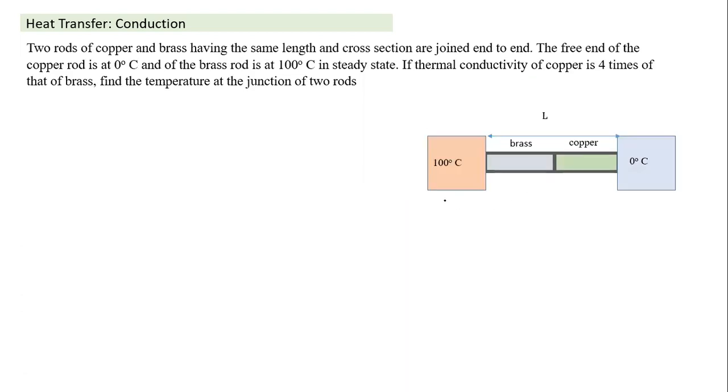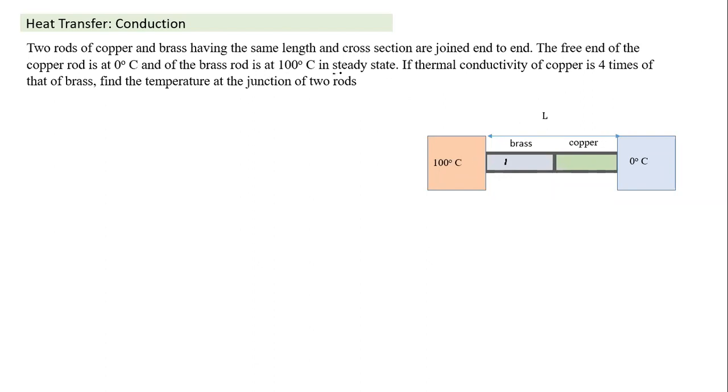Okay, let's take the example here. Two rods of copper and brass have the same length and cross section, so the lengths are equal here. The free end of the copper rod is at 0 degrees. So for the copper rod, there is a joint section and there's a free end. The free end is at 0 degrees, and the free end of the brass rod is at 100 degrees, and it is in a steady state.